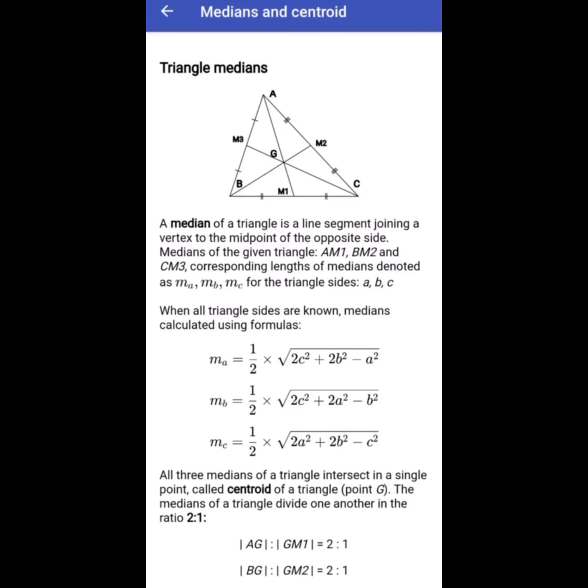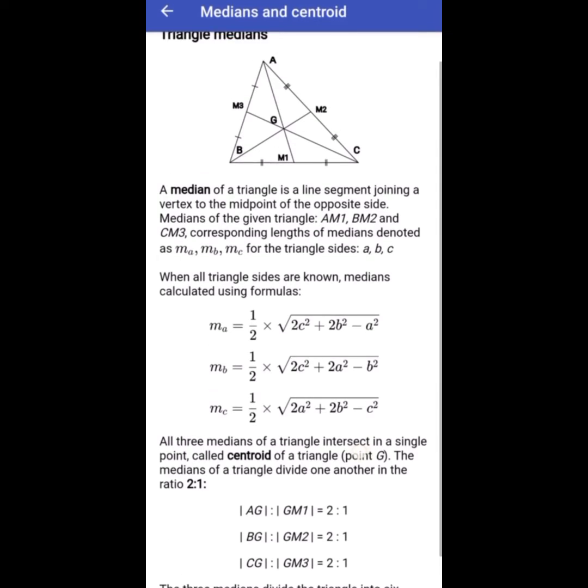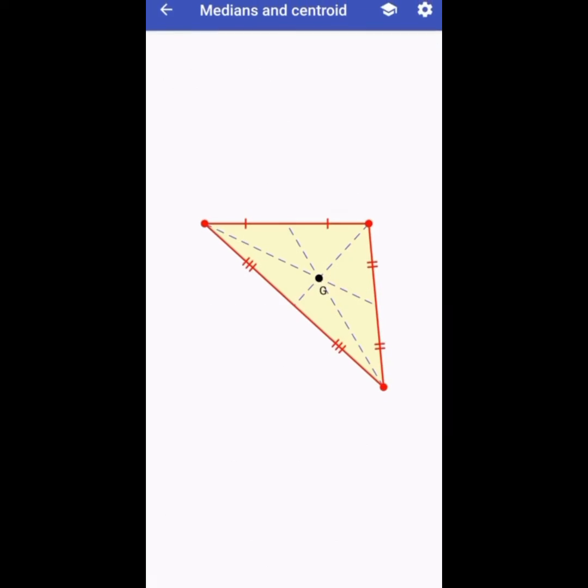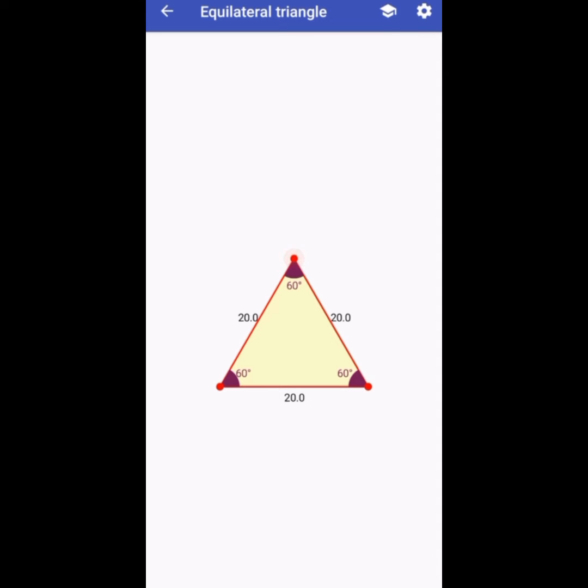As you can see, there are formulas there for calculating medians. Then the centroid of a triangle. As you can see, the point G is what we call the centroid. So the three medians divide the triangle into six smaller triangles of equal area. So that is medians and centroid. Now let's move on to the equilateral triangle.